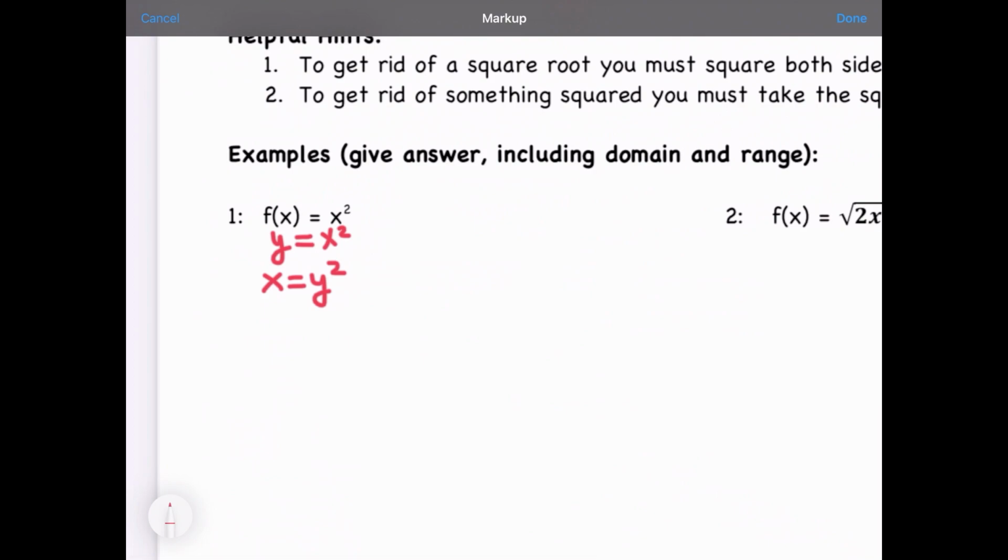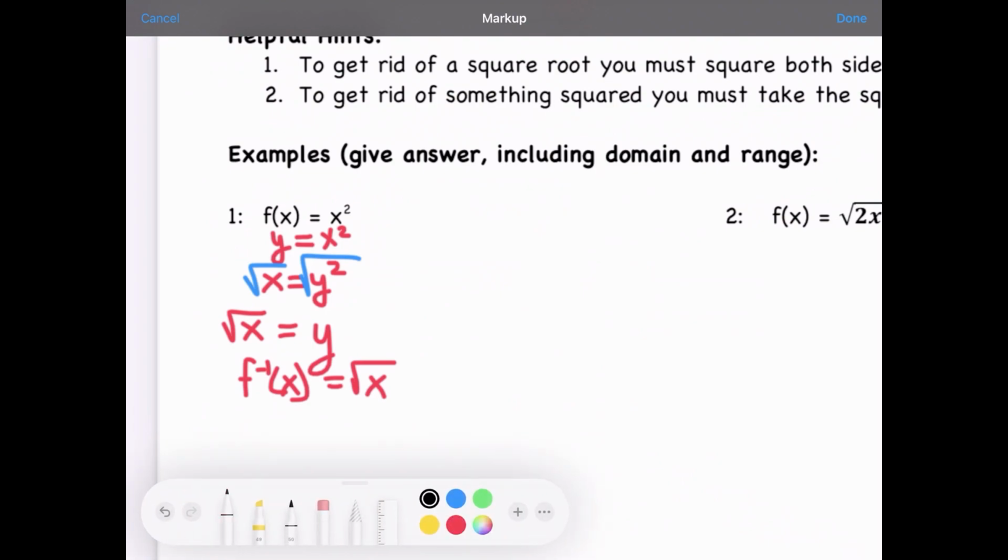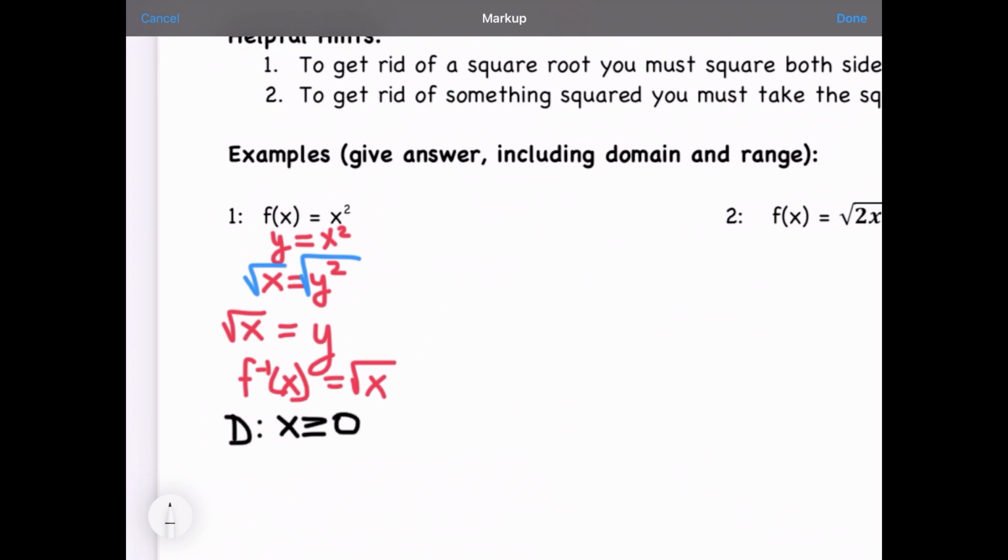And now we want to solve. So to get rid of the squared, we take the square root of both sides. And that will give us y equals the square root of x. And then the final step is f inverse of x equals the square root of x. And so then we know the domain, that's the x values, is x greater than or equal to 0 because we didn't shift at all. And the range is y greater than or equal to 0. So that is what the parent function is for a square root.